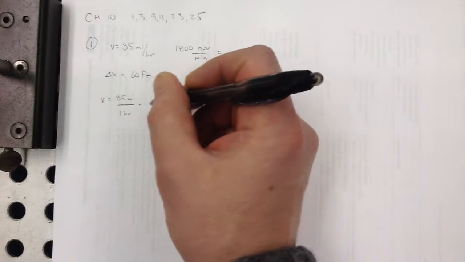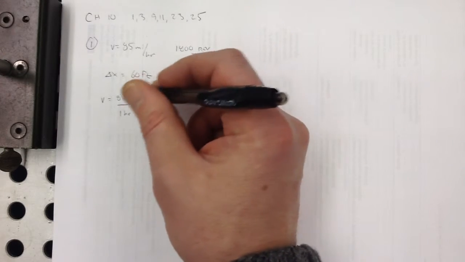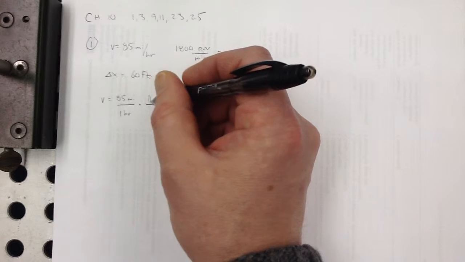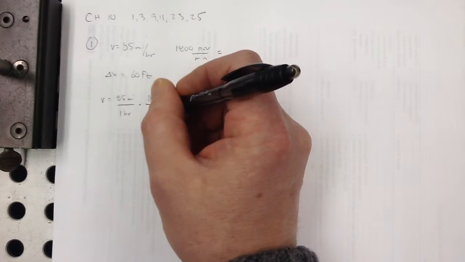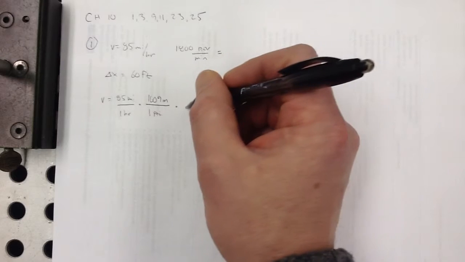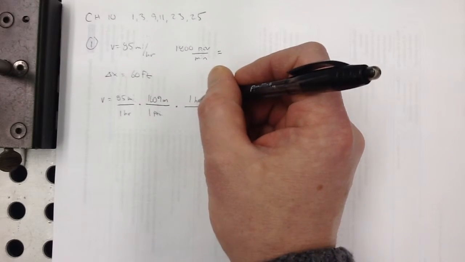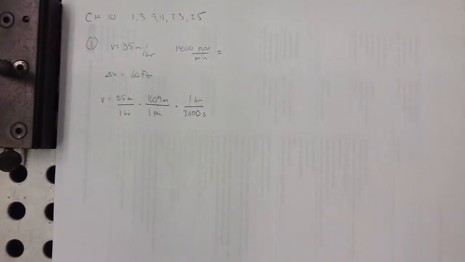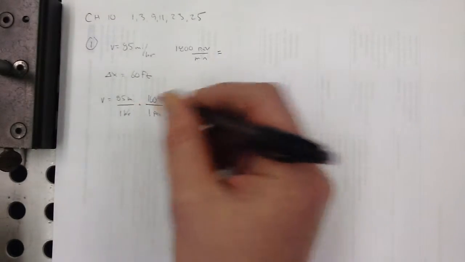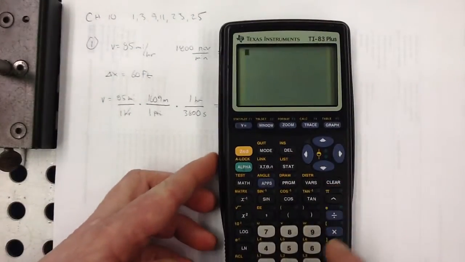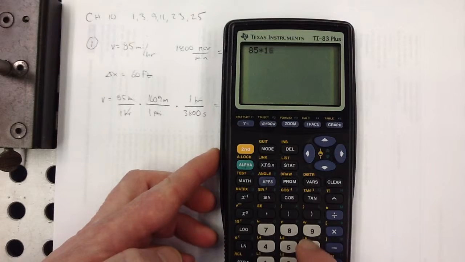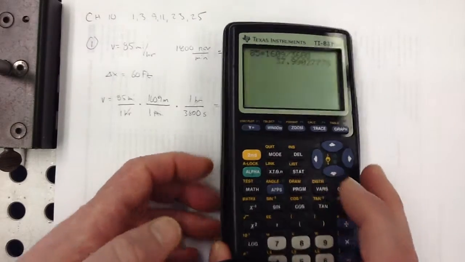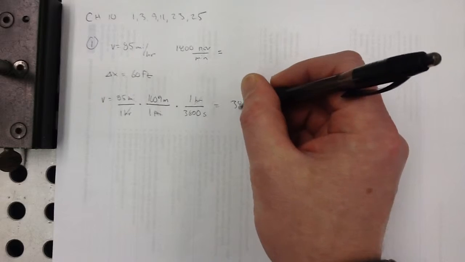This is good practice, right? Make sure we still are happy about this. I'm going to get rid of miles and turn that into meters. I'm just going to turn everything into SI units. It's not absolutely necessary to do that, but that's the way I'm going to do it. And then 1 hour is 3,600 seconds. So 85 times 1609 divided by 3,600 is about 38 meters per second.